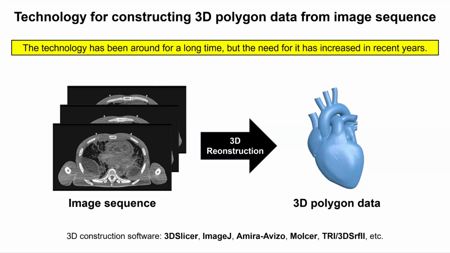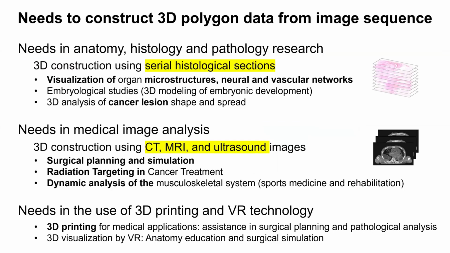The technology like this has been around for a long time, but a need for it has been increasing in recent years. Let's consider the need to construct 3D polygon data from image sequence. In research, 3D reconstruction using serial histological sections is required in the fields of anatomy, histology, and pathology. For example, there is a need to visualize the fine structure of organs and the network of blood vessels and nerves, to create 3D models of human development or animal development in embryology research, and to visualize the shape and spread of cancerous lesions in pathology research.